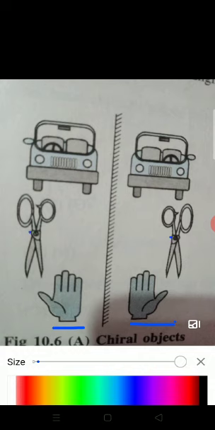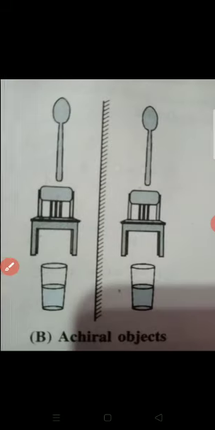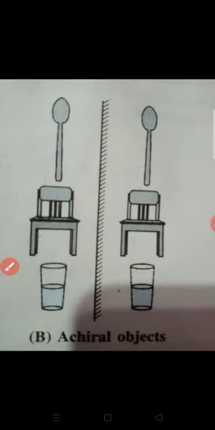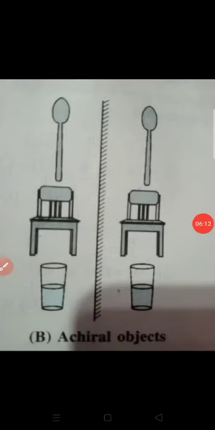Again, this is also a non-superimposable mirror image, and this is also a non-superimposable mirror image. This means in a chiral object, symmetry is absent, and in an achiral object, symmetry is present. See here, all these three are symmetrical objects or achiral objects. In this way, student, this is the point of optical activity or chirality.